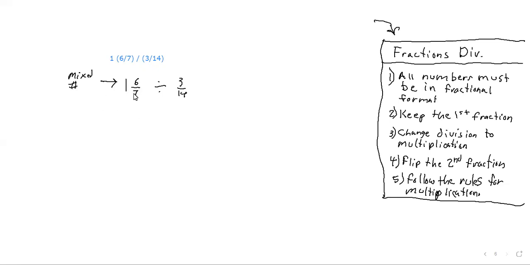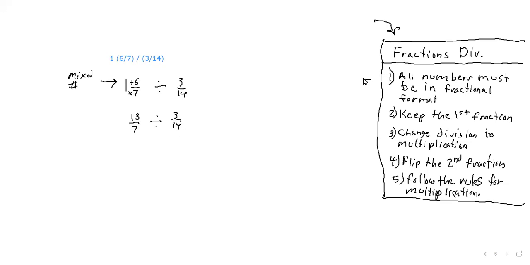So how do we do that? We're going to multiply the denominator, the bottom number, by the whole number, which is 1, and then to that, we're going to add the numerator value. And we're going to rewrite that all over the original denominator of 7. So we start off with a denominator of 7, and we end up with a denominator of 7, but we multiply and add to get a new numerator. So 7 times 1 is 7, plus 6 is 13. Then we write the rest of the fraction. Now that mixed number is in fractional format, and we can go ahead to the next step.